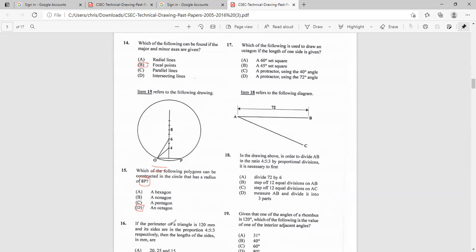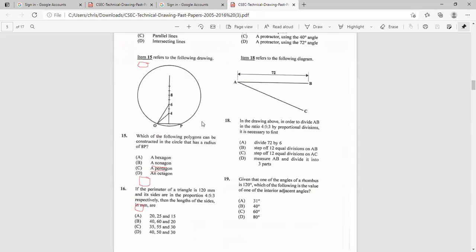All right. If the perimeter of a triangle is 120 millimeters and its sides are in the proportion 4, 5, and 3 respectively, then the length of the sides in millimeters are, all right. So for this, let me come out of that.